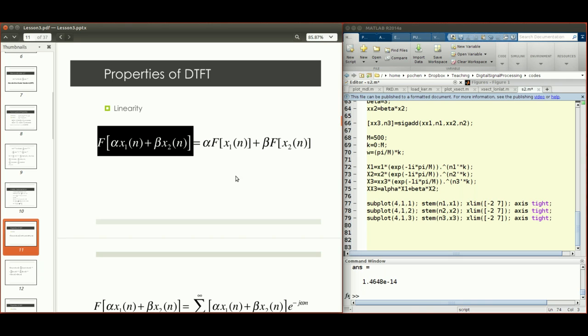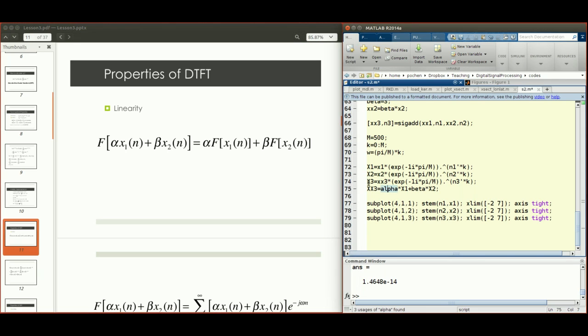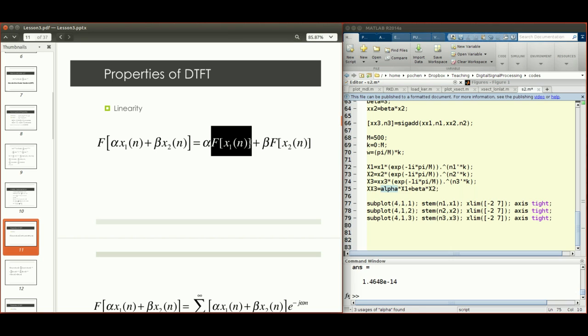Right? And then what I have to do is to compare big X3 with this line, which is XX3. XX3 is actually the scaled version of X1 plus the scaled version of X2. So it's basically X1 times alpha, which is basically this thing times alpha, right? And then X2 times beta, which is basically this thing times beta, right? So what I have to do is to compare X3 with XX3.